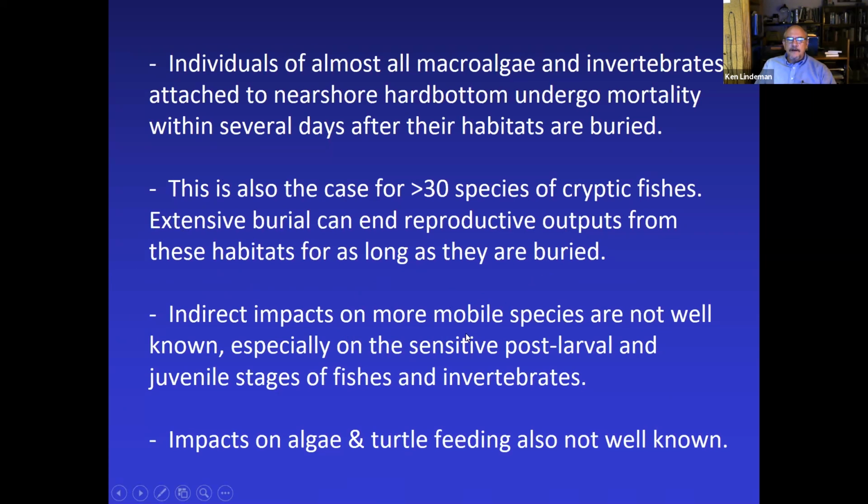Indirect impacts on more mobile species are not well known, especially on the sensitive larval and juvenile stages. Impacts on algae and turtle feeding are also not well known. And further complicating this, as we've indicated before, these are highly dynamic environments that have natural burial of the reefs that can occur as well. Not typically as large as in a fill project, but there certainly are natural impacts as well. And part of the management challenges are in teasing out the relative impacts of the natural sediment dynamics along with these massive fill projects where an entire reef system can be buried.